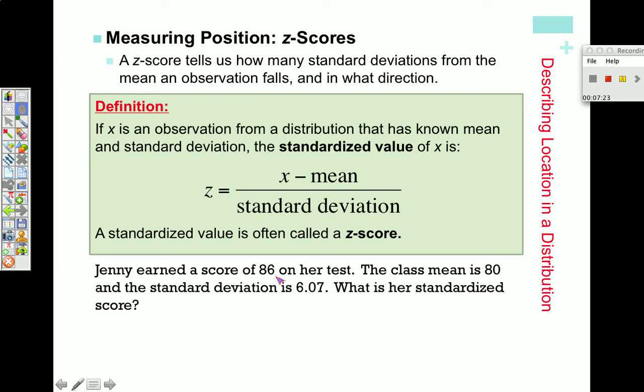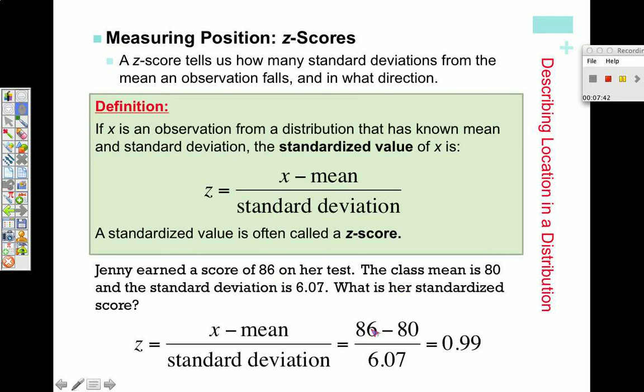So back to Jenny, she got that 86 on her test. If we took that set of data and found the mean and the standard deviation, remember we can do that with our one variable statistics feature on our calculator, we get 80 and 6.07. What's her standard score? So we're going to take 86, her score, subtract 80, and then divide by 6.07, and we get positive 0.99. That means that she's almost one full standard deviation greater than the mean.